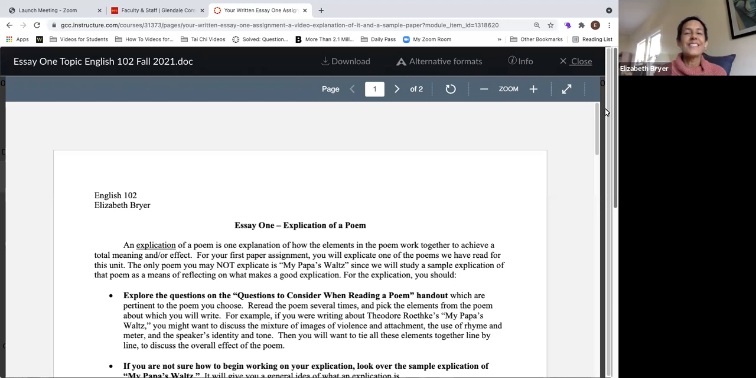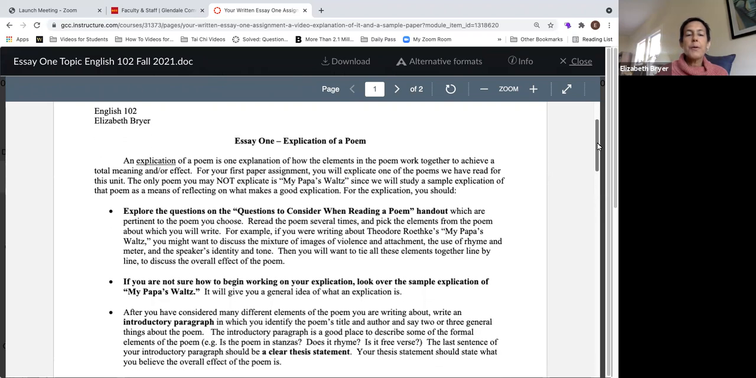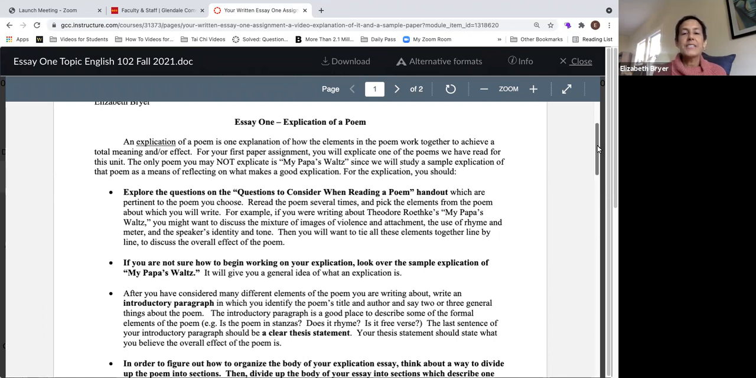All right, the first essay for this class is a poetry explication. And a poetry explication is just a sort of play-by-play explanation of how a poem works. So a poetry explication is one explanation of how the elements in the poem work together to achieve a total meaning and or effect. For your first paper assignment, you will explicate one of the poems we have read for this unit. So any poem we've read so far, except My Papa's Waltz, since we will study a sample explication of that poem as a means of reflecting on what makes a good explication.